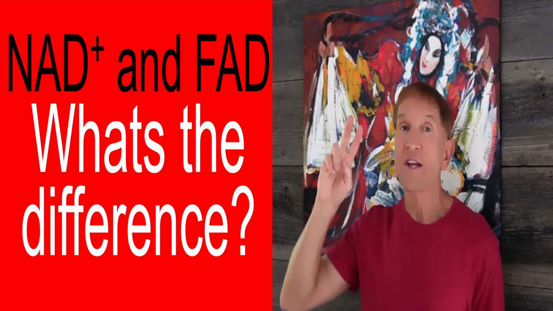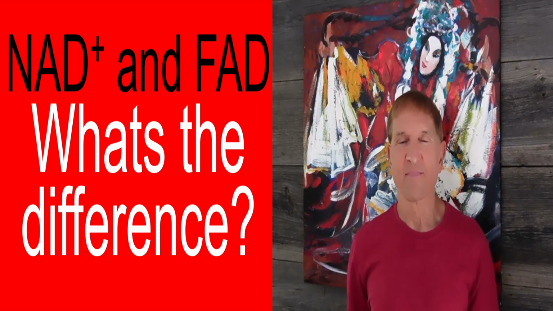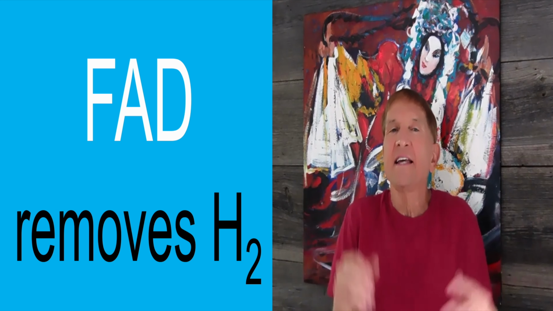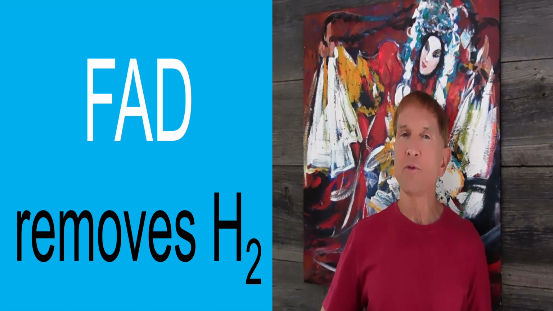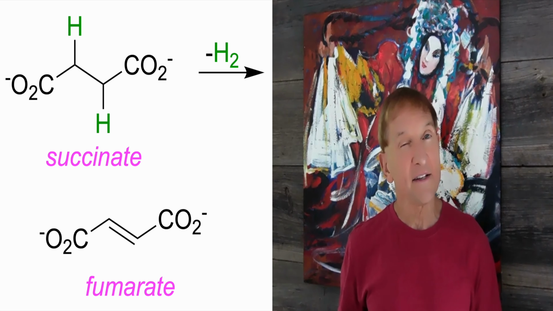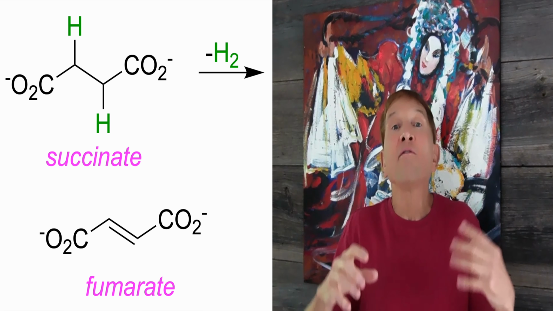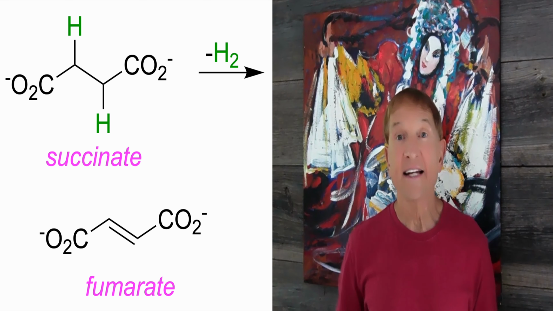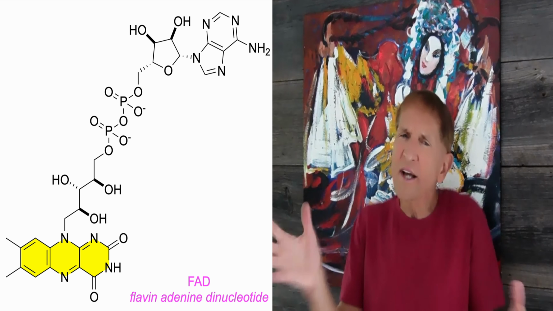They're both dehydrogenation agents. So how do they act? Let's start with FAD. FAD is the molecule in the Krebs cycle which is responsible for taking off two hydrogen atoms from an alkane substrate, succinate, and forming fumarate, the corresponding alkene. It dehydrogenates, you see?